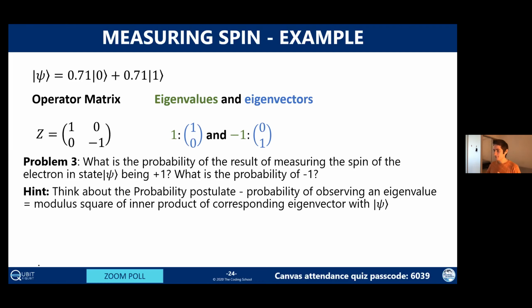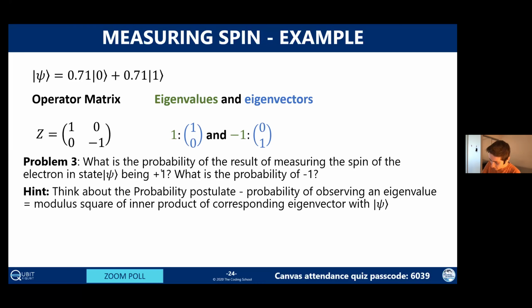Okay, so about 50% of people have answered here. I'll go ahead and solve it myself, and then we've only got one more slide after this. So again, my advice: just follow the letter of the law very precisely, right? The question is, what's the probability of the result of measuring the spin of the electron in the state ket psi being +1, and what's the probability of -1?